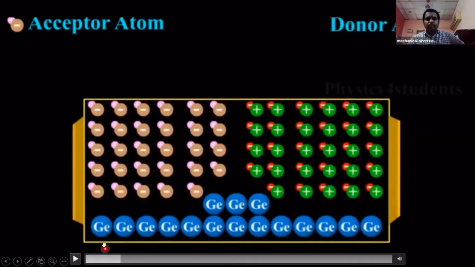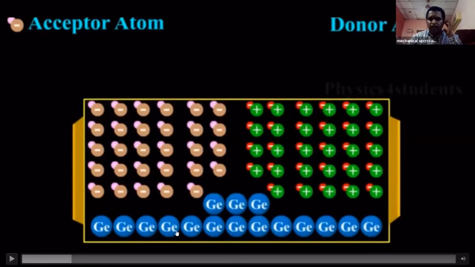See this. We are joining p-type material and n-type material. What are the majority carriers in p-type material? Holes. And what are the majority carriers in n-type material? Electrons. So this is the p-type material and this is the n-type material. We are joining p-type and n-type material to form a junction, that is the p-n junction.